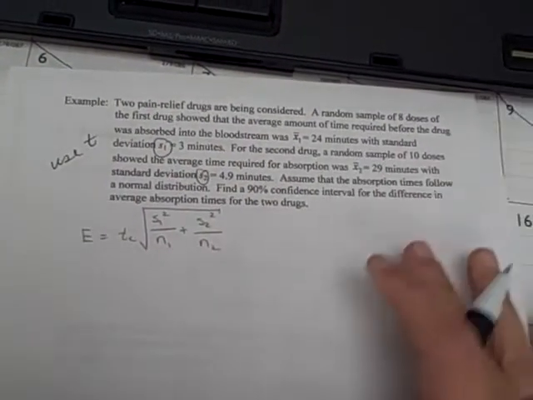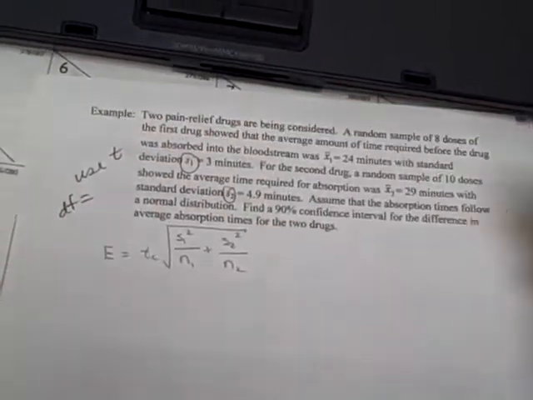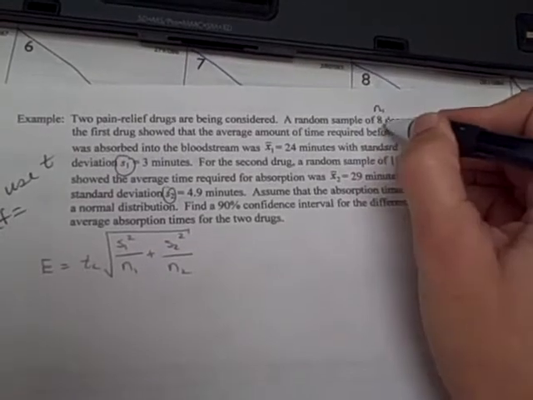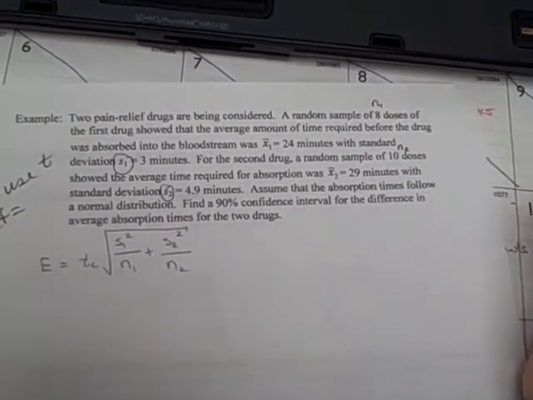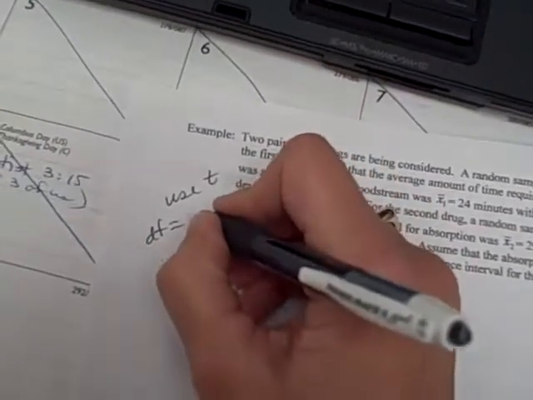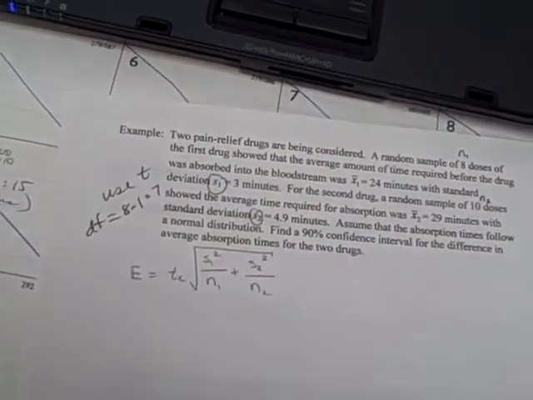Okay? So anytime we use the t distribution, we know we need degrees of freedom. Now we have 2 sample sizes, right? We have N1, which is 8, and we have N2, that's 10. We always use the smaller sample size. So our degrees of freedom this time are going to be 8 minus 1, which is 7.